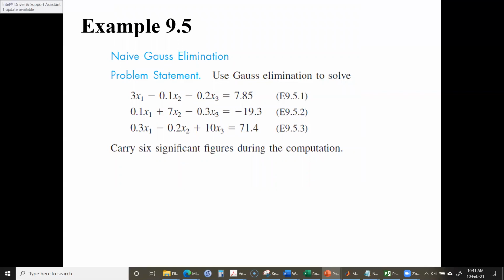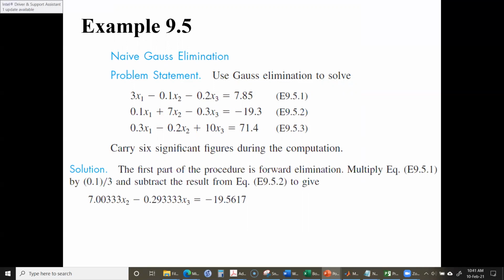Example. In this example, 3x1 minus 0.1x2, and so on. Carry 6 significant figures during the computation. The first part of the procedure is the forward elimination. Multiply this first equation by 0.1 over 3.